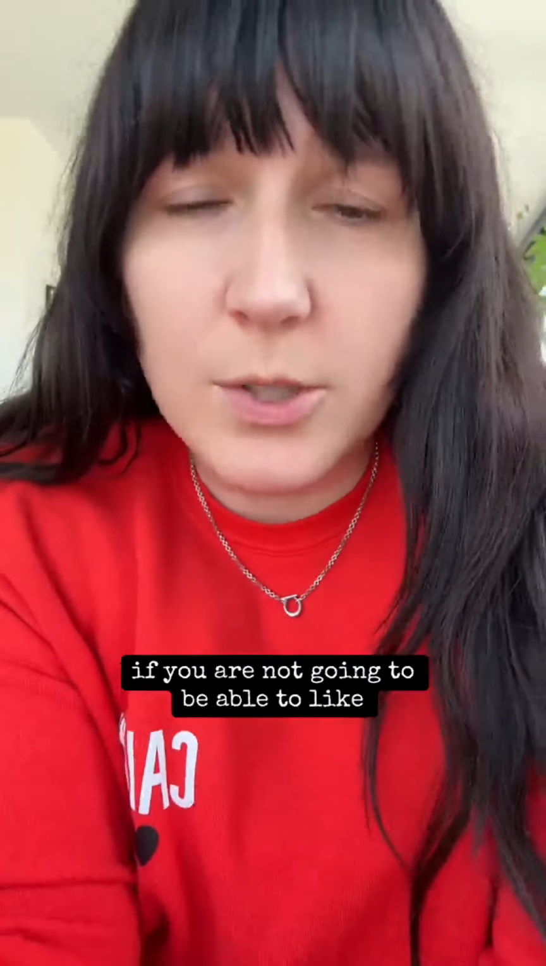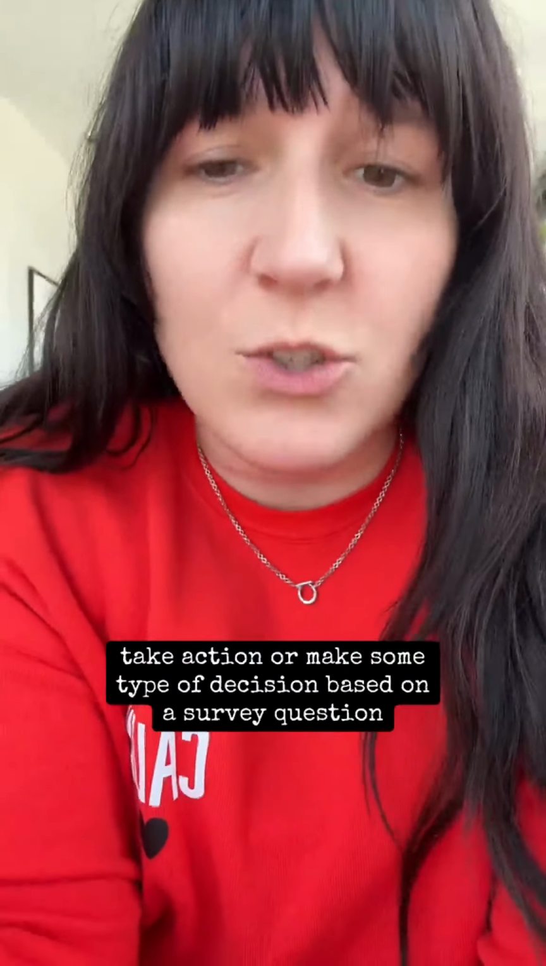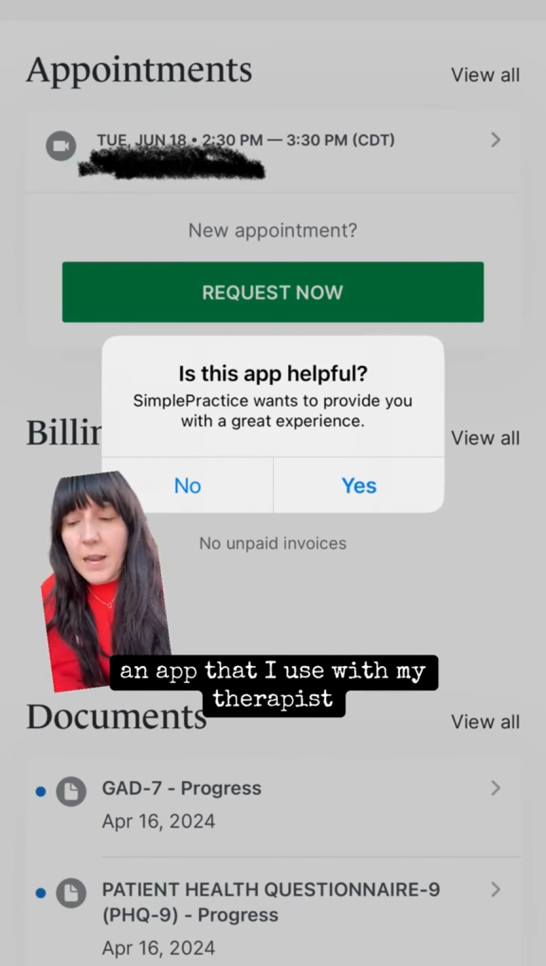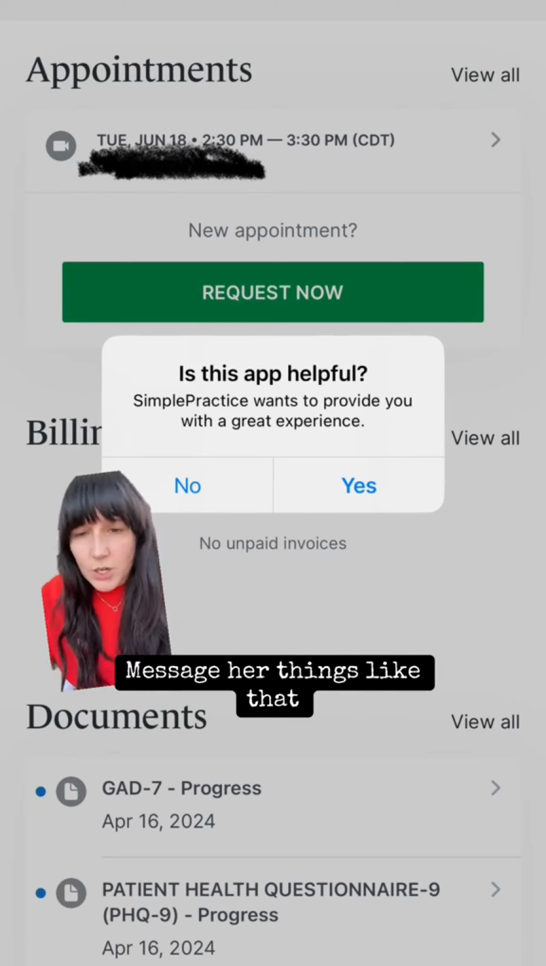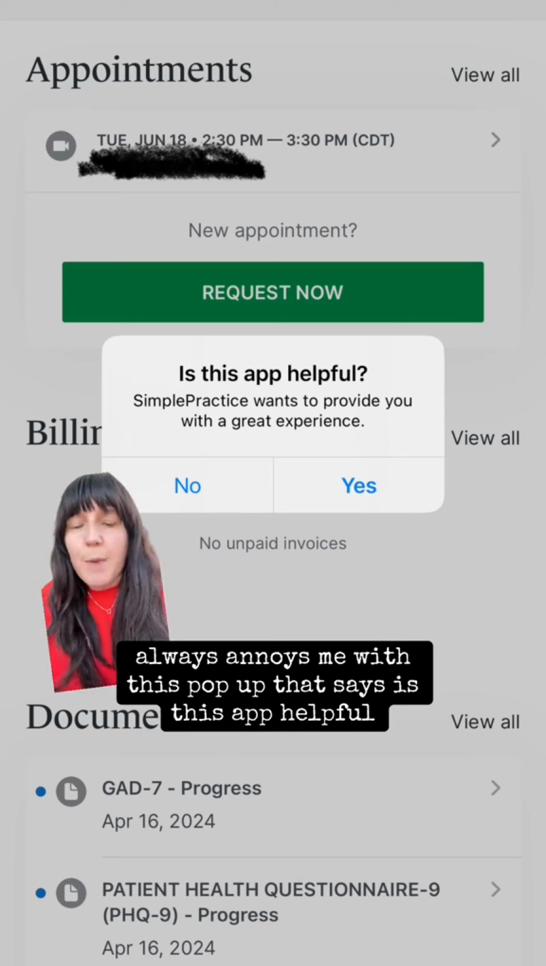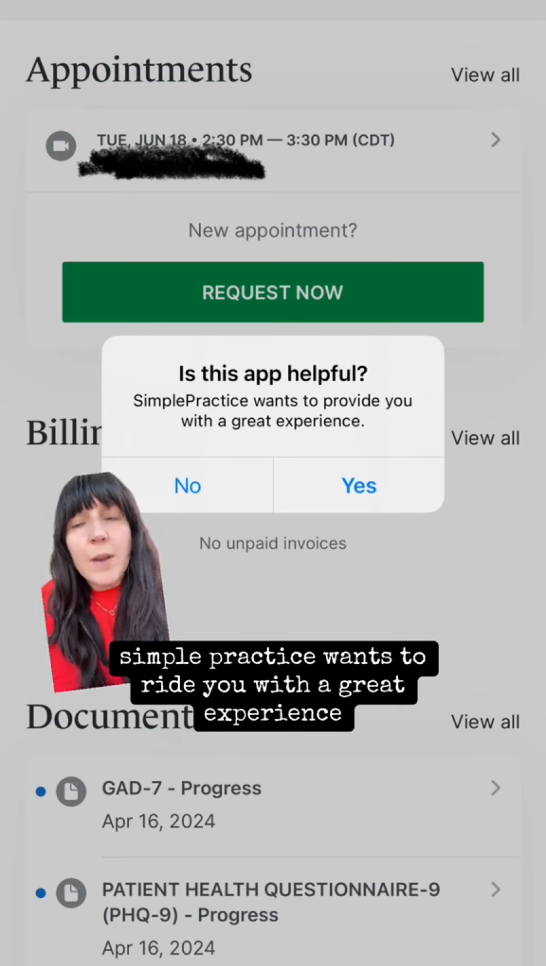If you are not going to be able to take action or make some type of decision based on a survey question, don't ask me it. Today's example is courtesy of Simple Practice, an app that I use with my therapist to schedule appointments, message, things like that. They interrupt my time on the app, which always annoys me, with this pop-up that says, "Is this app helpful? Simple Practice wants to provide you with a great experience."